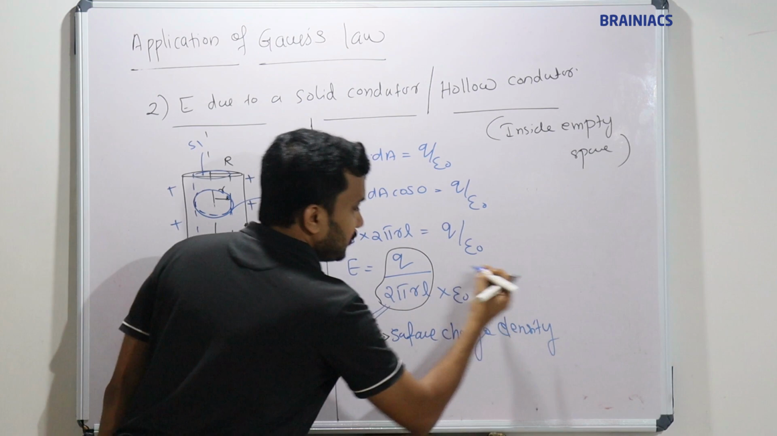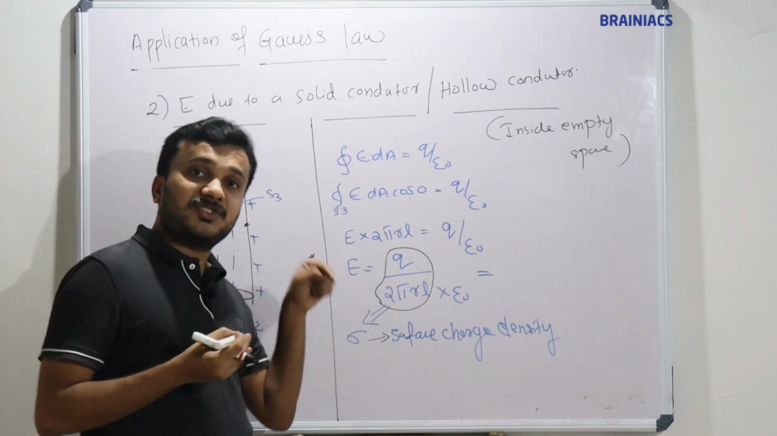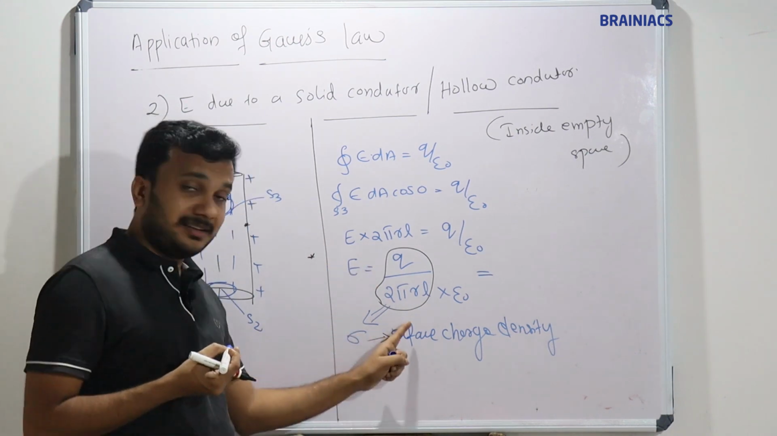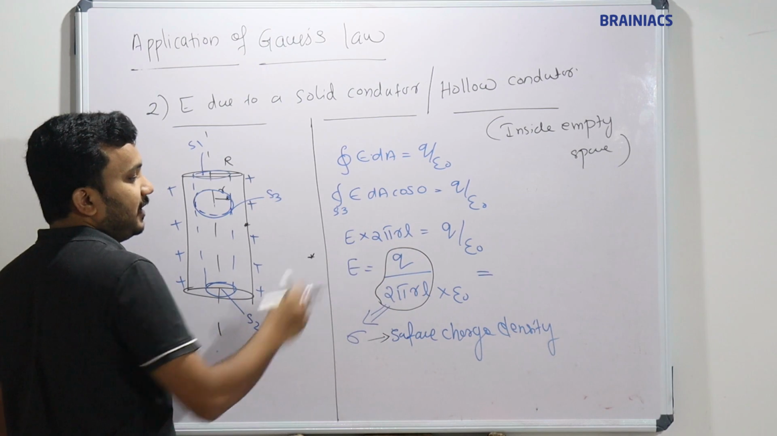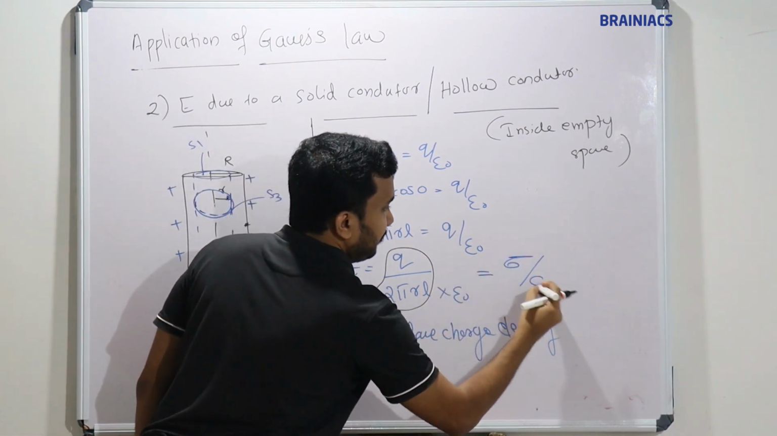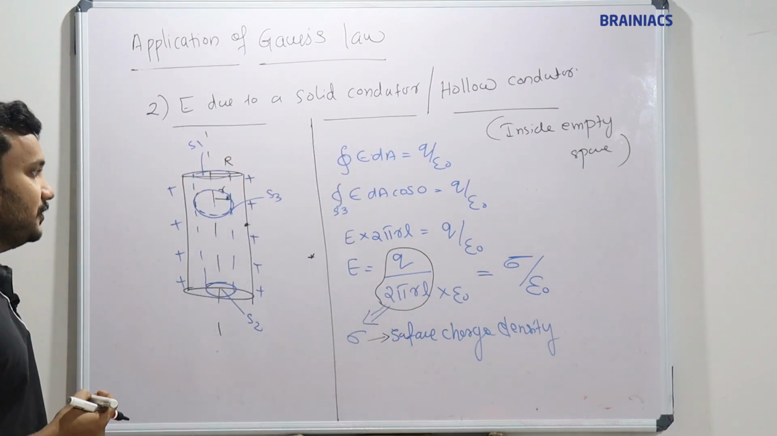We have the linear charge density lambda, which is charge by length. Surface charge density means charge by area. So this Q divided by 2 pi r L is called sigma. So E will be equal to, the final formula, sigma divided by epsilon 0.